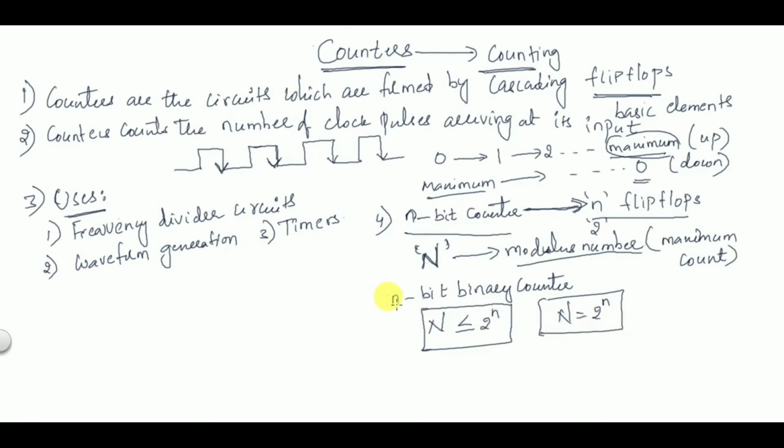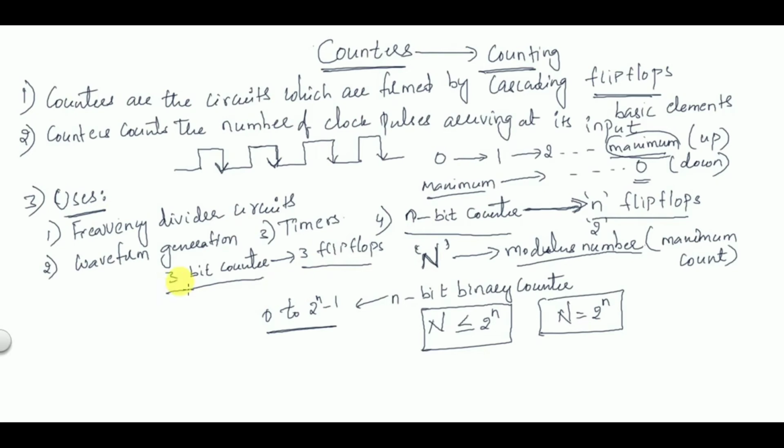An n-bit binary counter will count from 0 to 2 power n minus 1. It always counts from 0 to 2 power n minus 1. Suppose you have a 3-bit counter, which means we are using 3 flip-flops. How we use them, I'll tell you in my next classes. Until then, just have this concept.